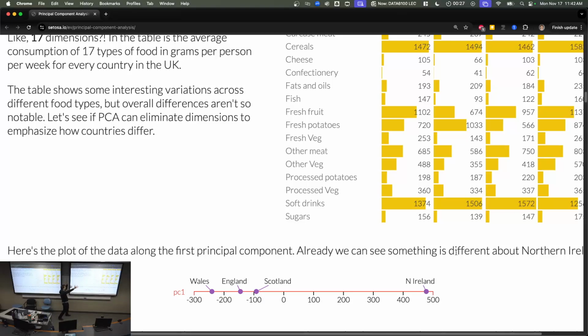You take 17-dimensional data where it's hard to see things, you reduce it down to 1 dimension, and sometimes you can get what you want out of that. Now we need the geography lesson. Does anyone know why Northern Ireland is the odd one out? If you don't know geography, then you won't be able to answer it. This is a geography question.